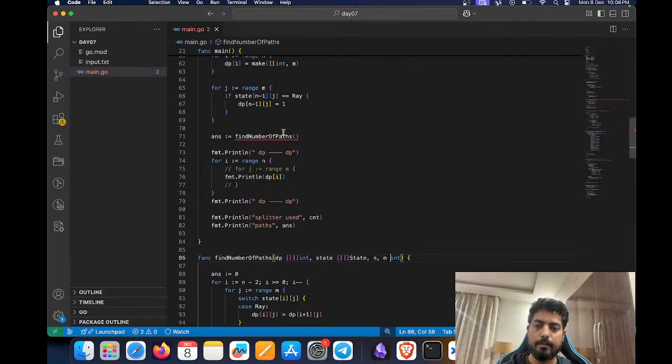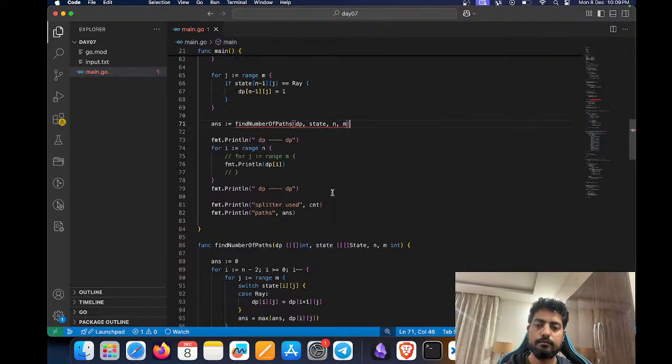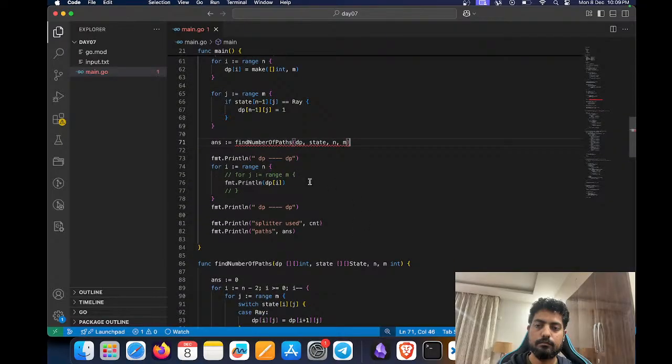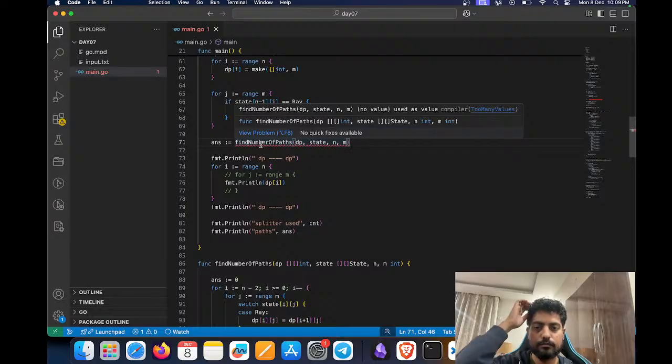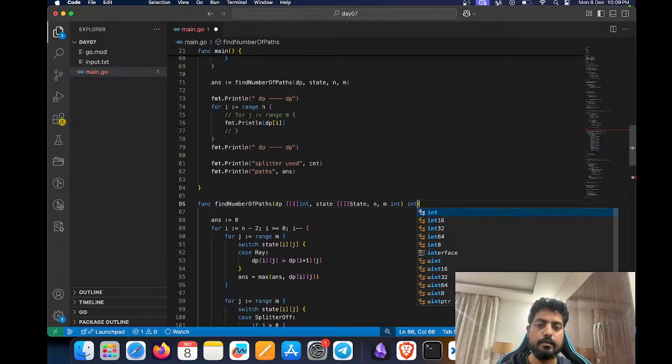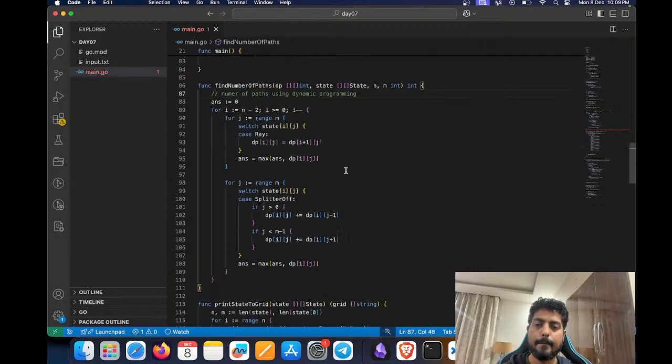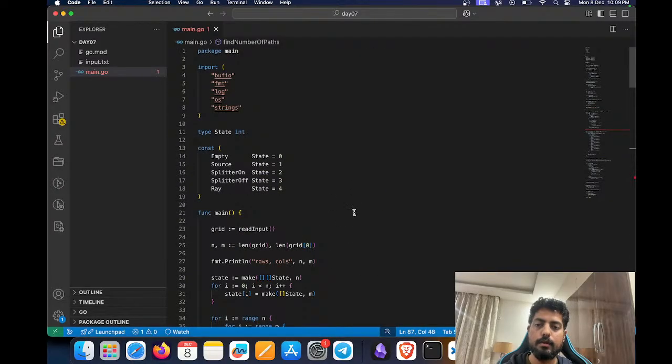So we have DP, we have state, we have N and M. It returns int, which is the answer. So this function is number of paths using dynamic programming. Cool.